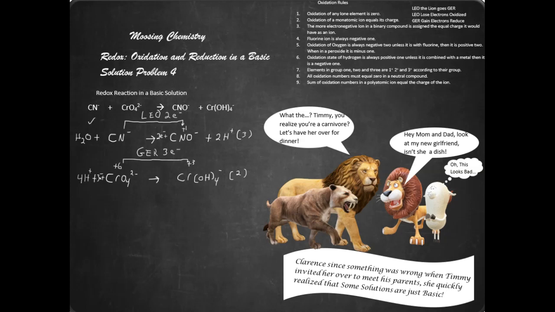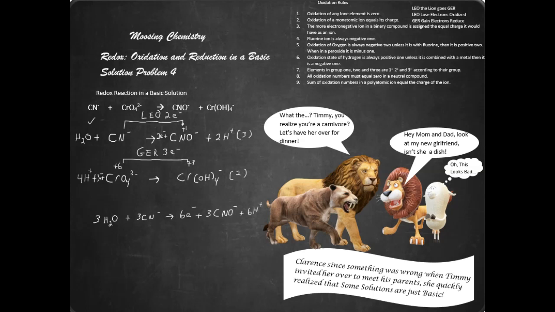multiply everything together. So this is going to give me 3H2O plus 3CN negative yields 6 electrons plus 3CNO negative plus 6 hydrogens.